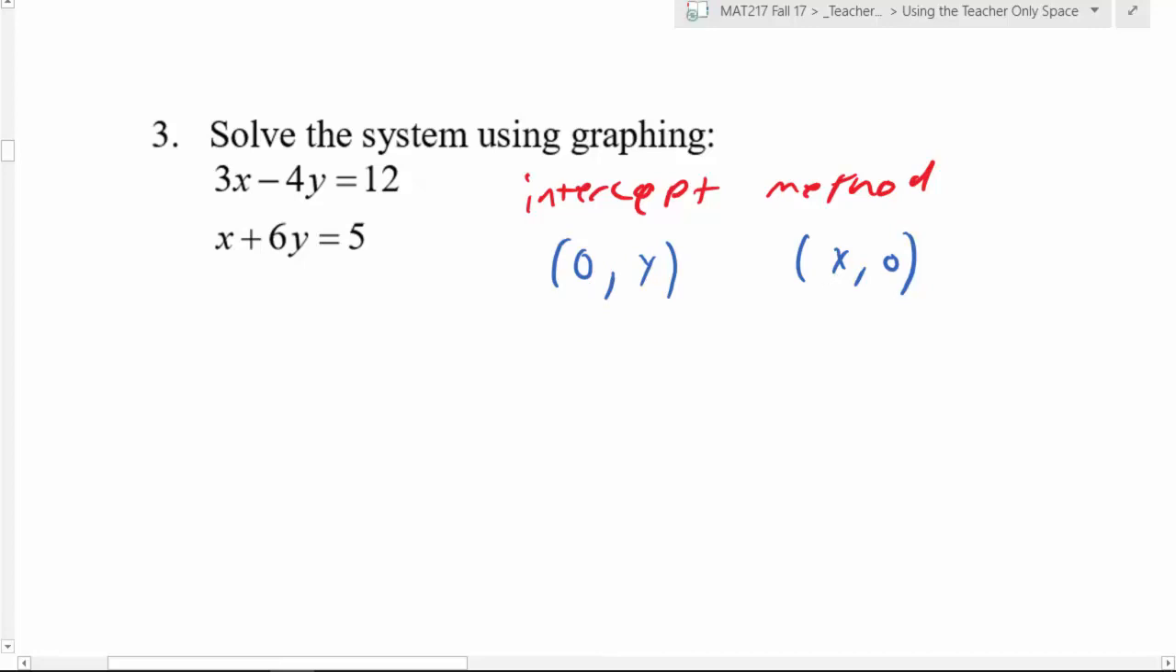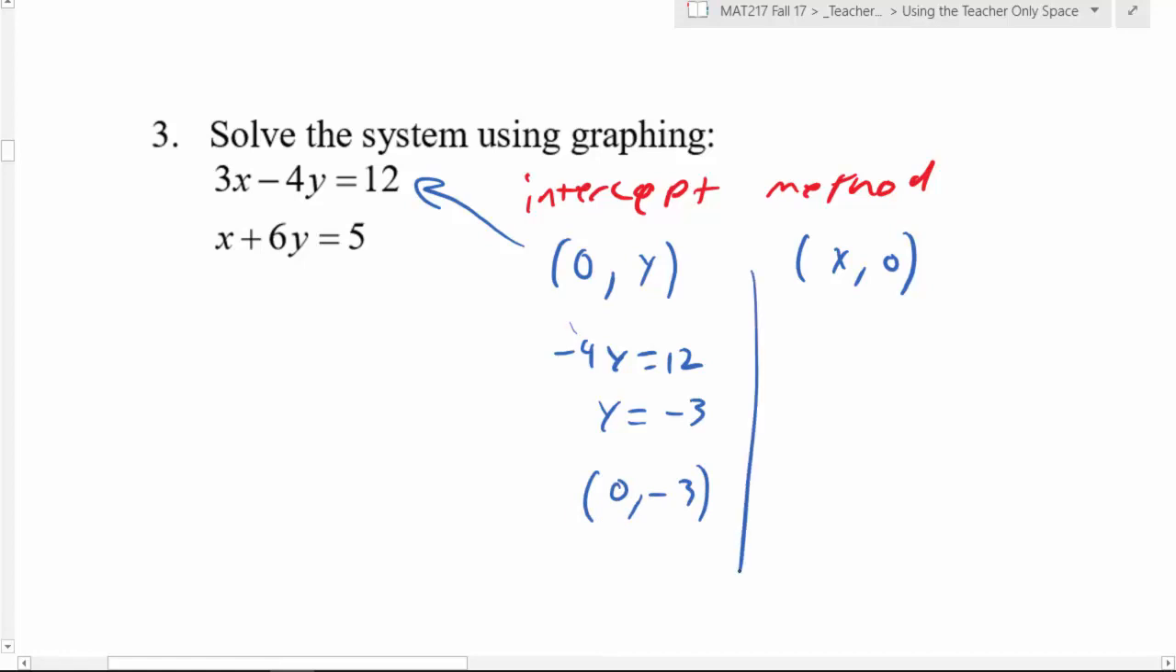So if I was going to graph this first equation using the intercept method, the first intercept I would find by plugging in 0. That would give me negative 4y equals 12 because the x was 0. So therefore y equals negative 3, and I have an intercept at (0, -3). I find the other value by substituting in 0 for y. That gives me 3x equals 12, so x equals 4, and I have the intercept at (4, 0).